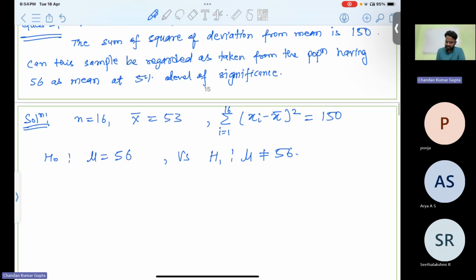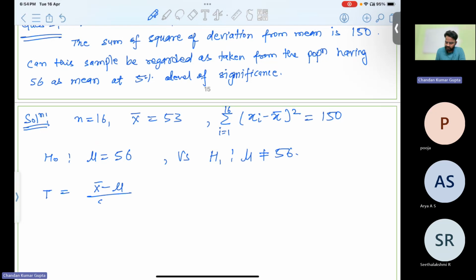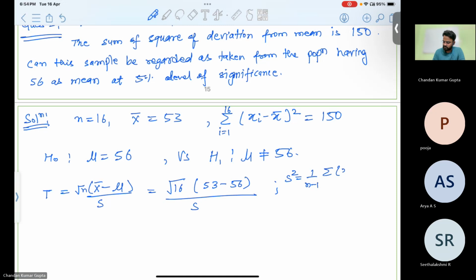So the test statistic in this is T, which is defined like this: x bar minus mu upon S. This is our test statistic when sigma square is unknown, and we are discussing the testing of mean. So n equal to 16, x bar is 53, mu is 56, and S. Now what is S? S is defined as 1 upon n minus 1 times the sum of squares. This is how S is defined.